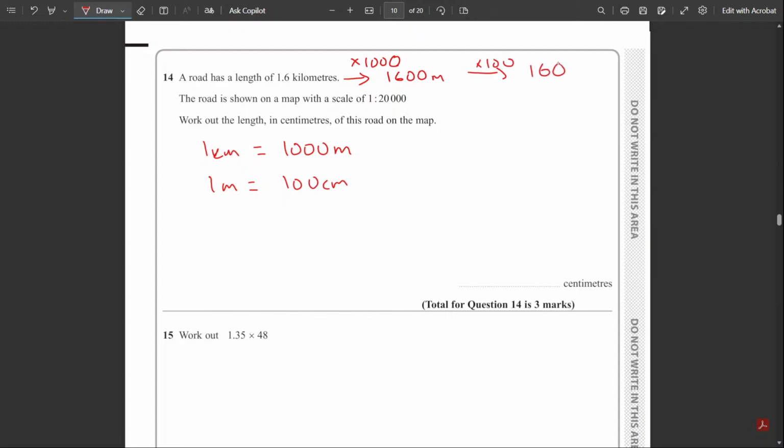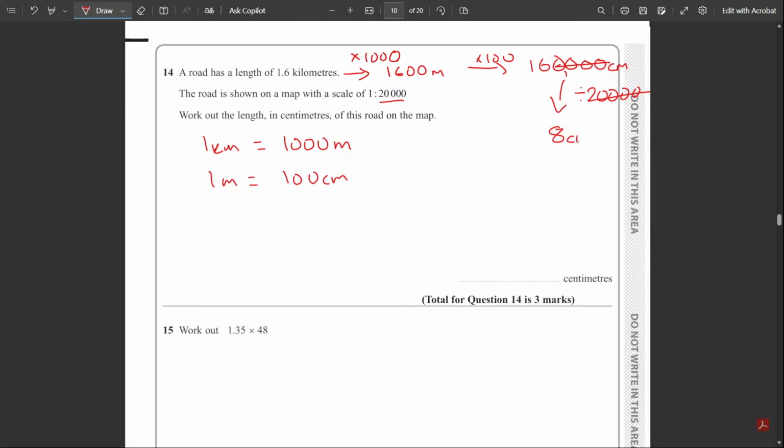So we get 1600, that's 1600 meters, and then add 2 more zeros to get you that as 160,000 centimeter. Okay, so we have road that's 160,000 centimeter, and then every 20,000 centimeter gives you 1 centimeter on the scale. So we're gonna divide this number here by 20,000. So we can knock off 4 zeros from there to knock off 4 zeros here. So 16 divided by 2, which gives you 8. So it would be 8 centimeter on a map. Okay.